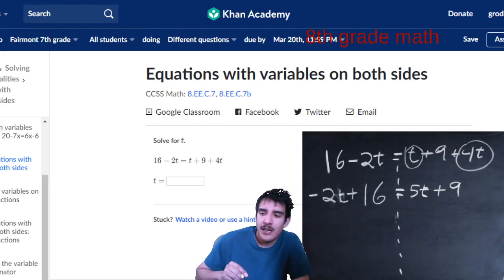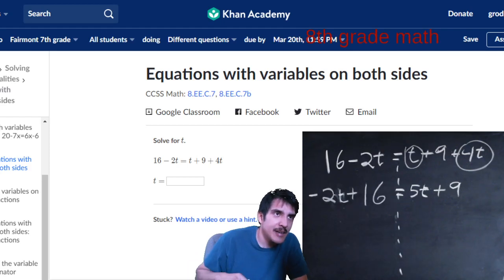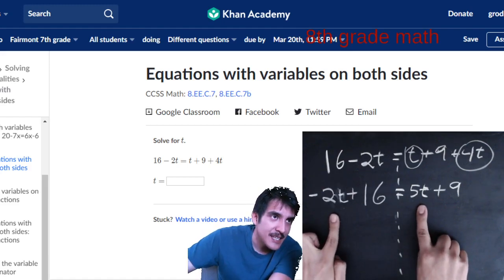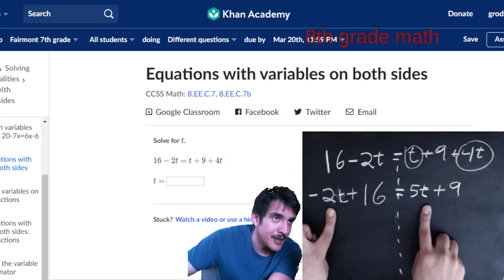From here, what I've been telling people is that you want your t's to be on this side, right? In all reality, it doesn't matter what side t is on, just as long as you get t by itself. So right now you have t on both sides. So you have to choose to get rid of one of those. And so I am going to stick with what we've been doing. I want to keep my t on this side. So I'm going to get rid of this one here, okay?